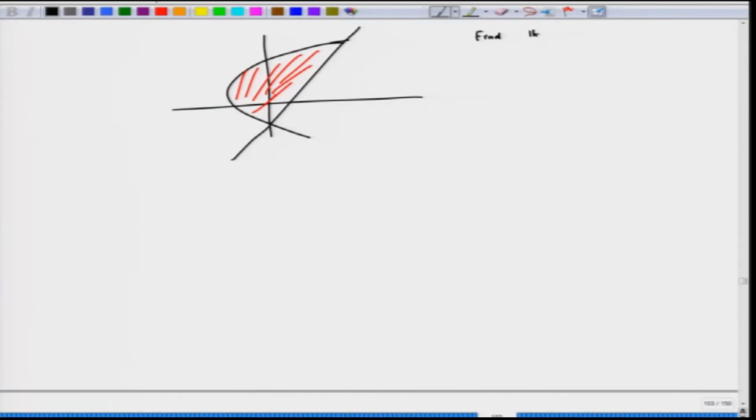Find the area enclosed by the line y equal to x minus 1 and the parabola y square is equal to 2x plus 6. This is a tentative figure of this region that we have drawn over here. So, the point of intersection we first need to find.